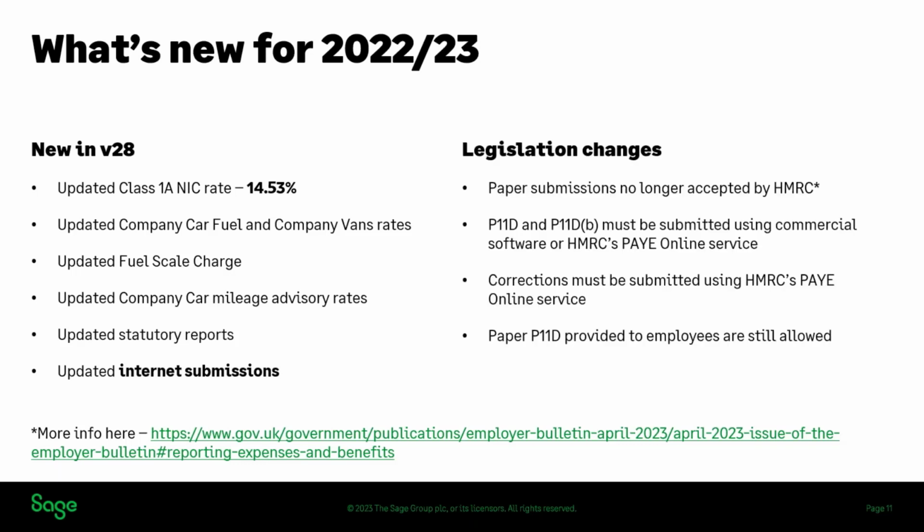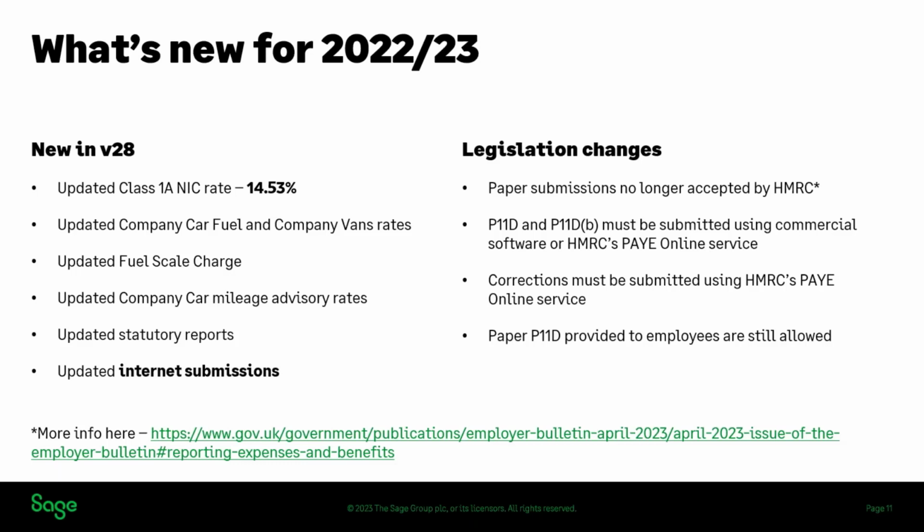Now, a key legislation change with effect from the 6th of April is that paper submissions are no longer accepted by HMRC for your P11D return. So P11Ds and P11DB must be submitted either using commercial software such as Sage 50 P11D or HMRC's PAYE online service. Now, the same rule applies to corrections, but you won't be able to submit a correction via your software. So if you do discover a mistake after you've done your submission, that correction must also be submitted online, but using HMRC's PAYE online service.